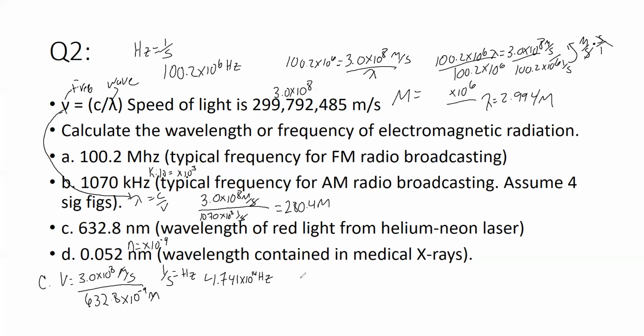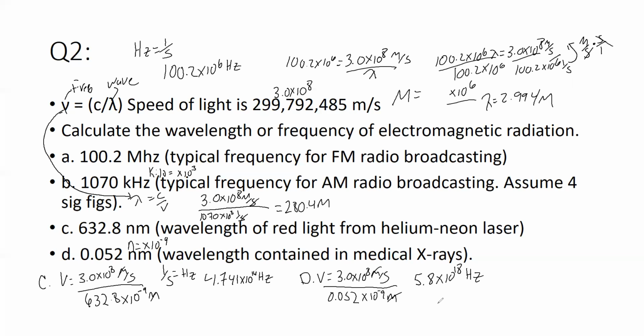And our last one, what is the frequency of an X-ray? So same equation, we're solving for frequency. That equals the speed of light, 3.0 times 10 to the 8 meters per second, divided by the wavelength of our X-ray, 0.052, and it's nanometers. So again, times 10 to the minus 9 meters. Our unit again will be in hertz, and this will be 5.8 times 10 to the 18th hertz.